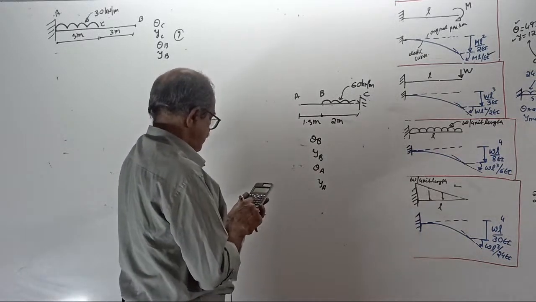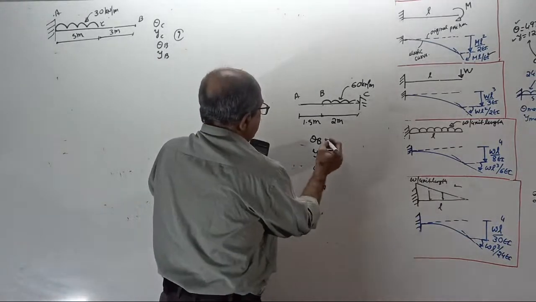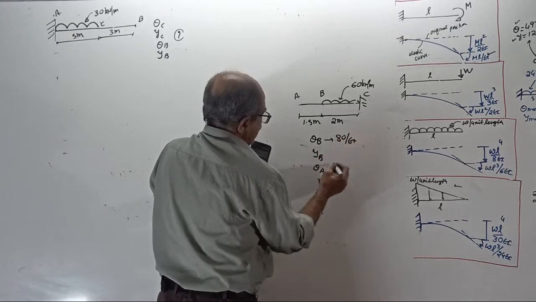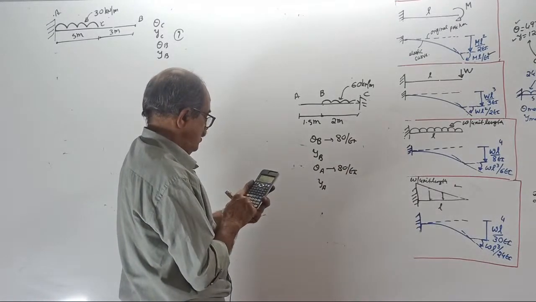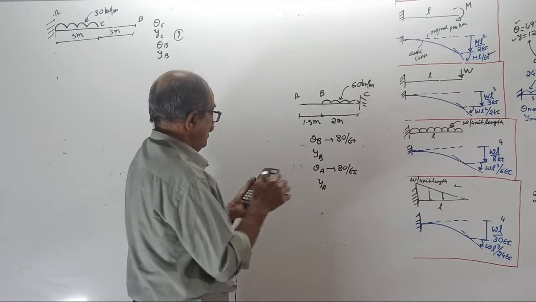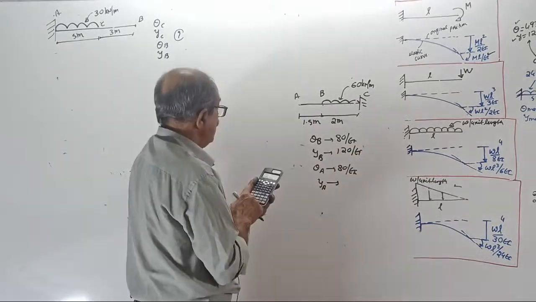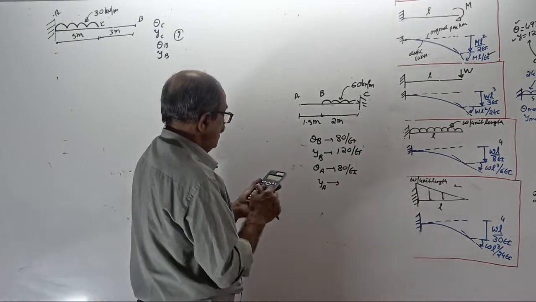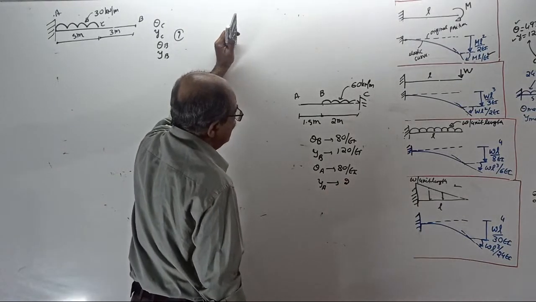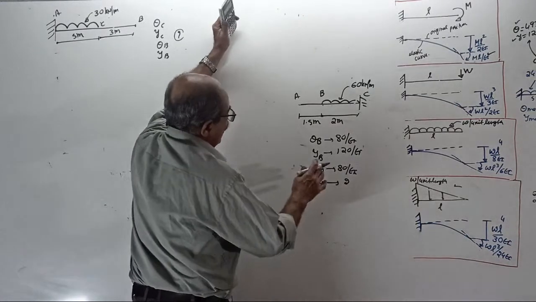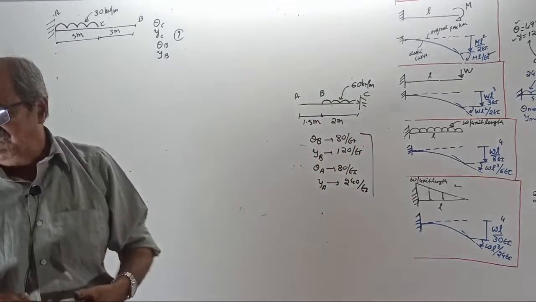Theta B is 80 by EI. Theta A also 80 by EI. Then 120 by EI, and 240 by EI. Here also it comes equal. I don't know why it comes equal. 240 by EI. Take the homework and work it out. Solve by both the methods.